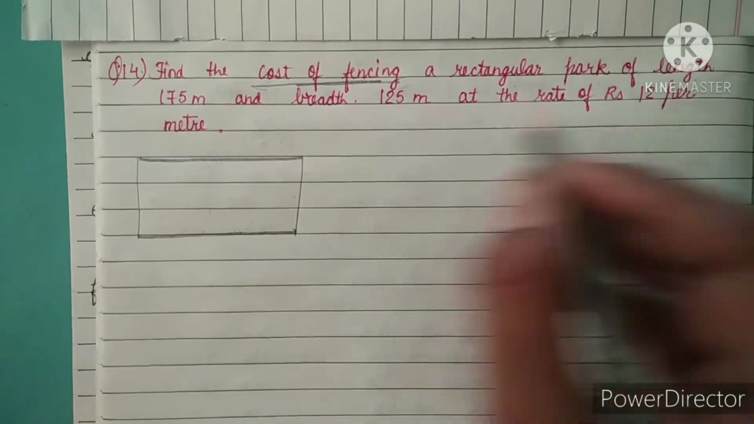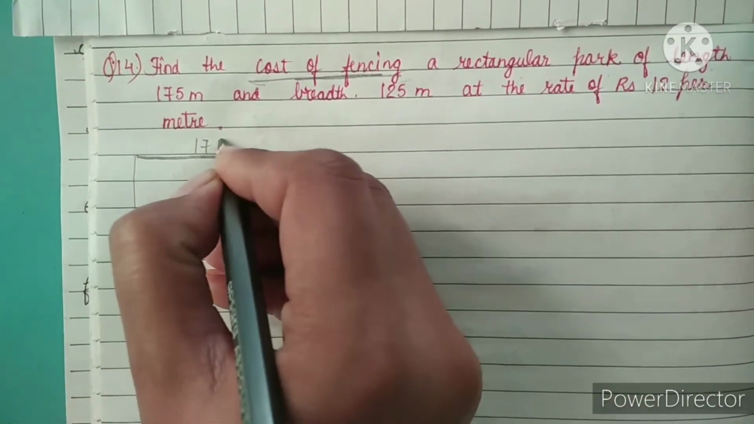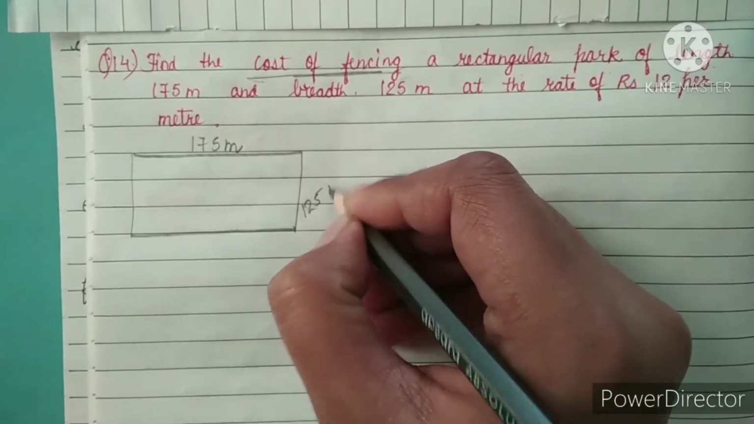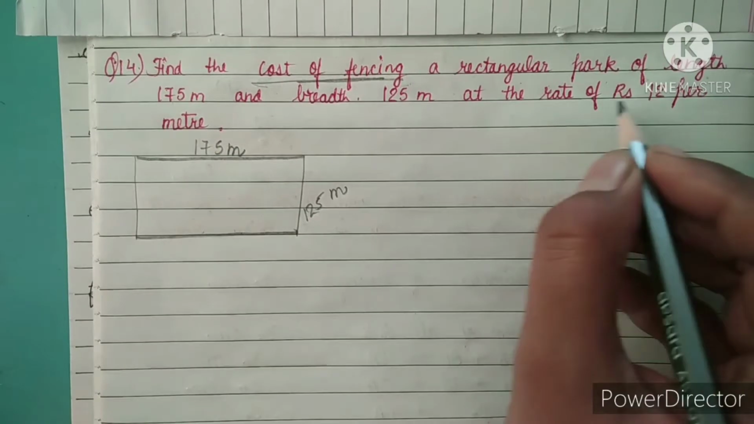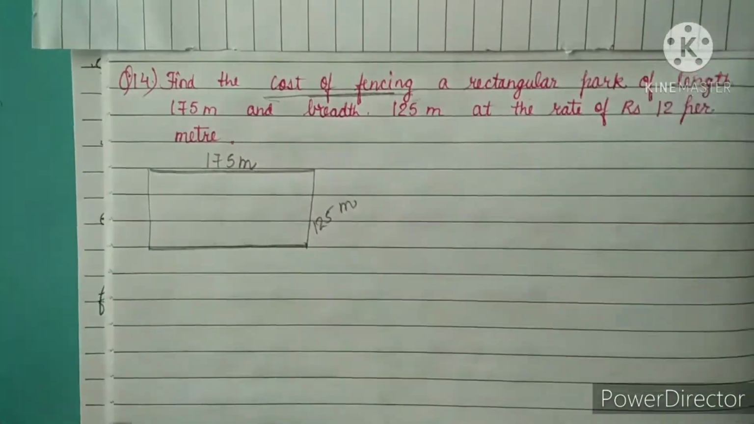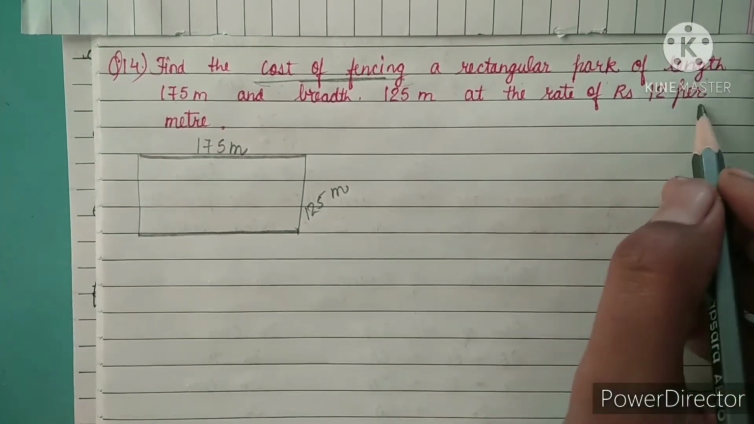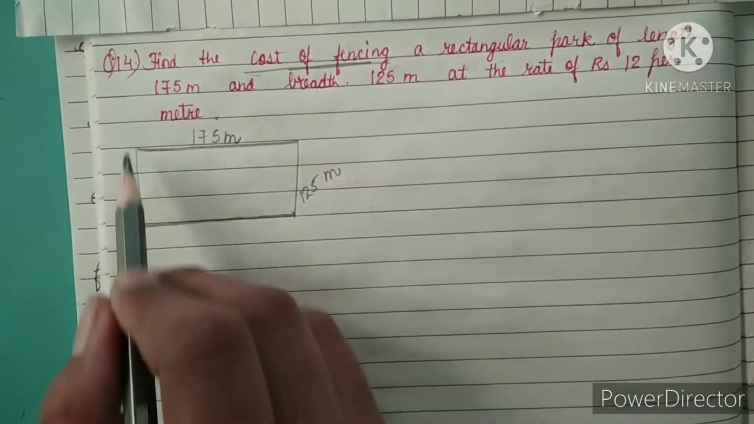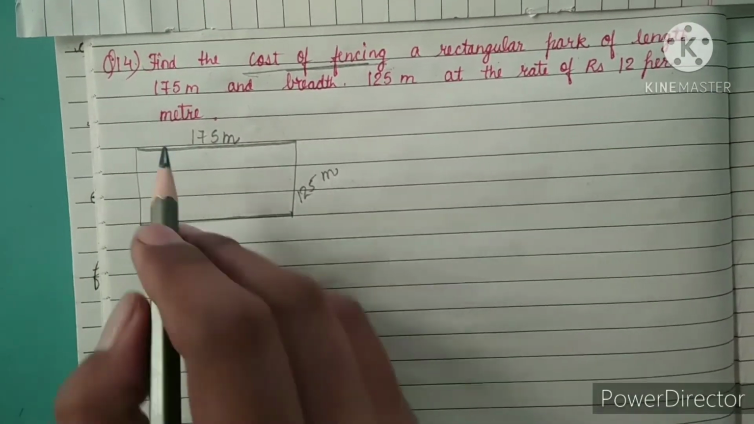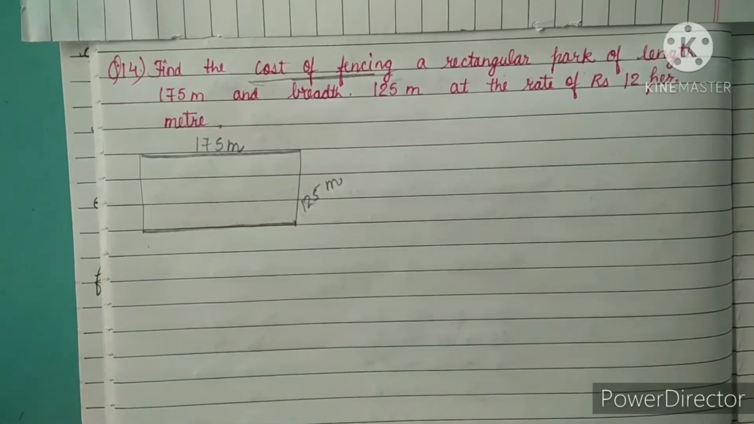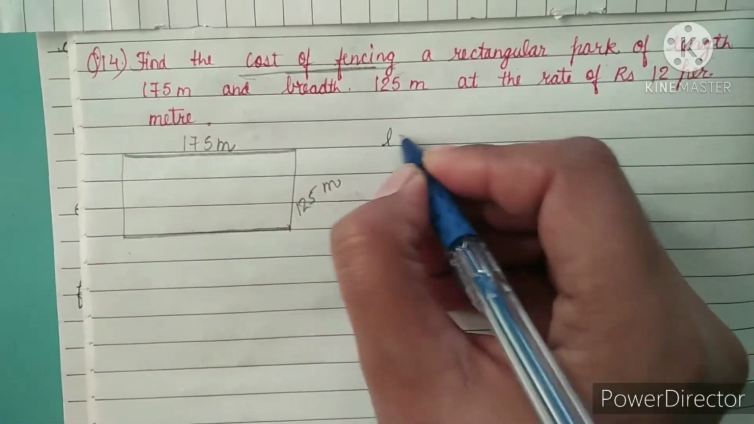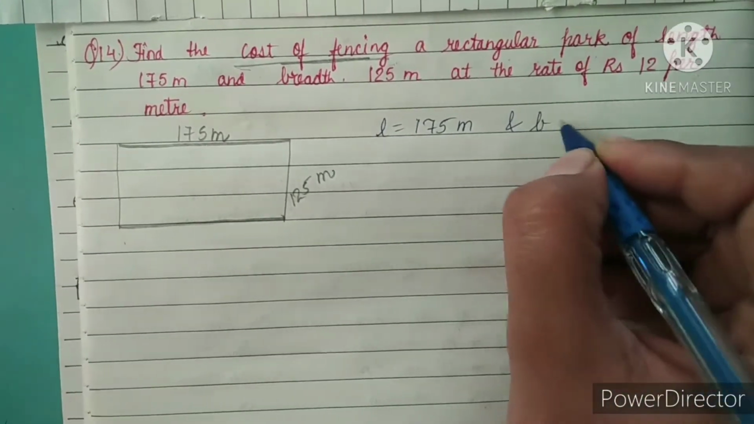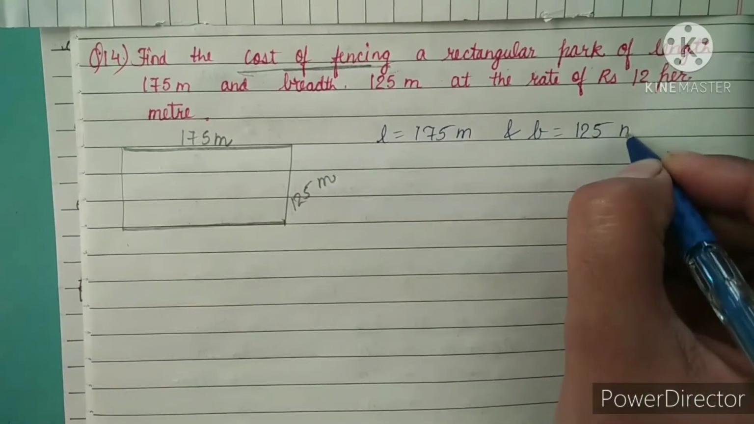Length is 175 meter and breadth is 125 meter, at the rate of rupees 12 per meter. We want to do the fencing all over the boundary. So firstly we will take all over the boundary, it means perimeter. The length is 175 meter and the breadth is 125 meter.